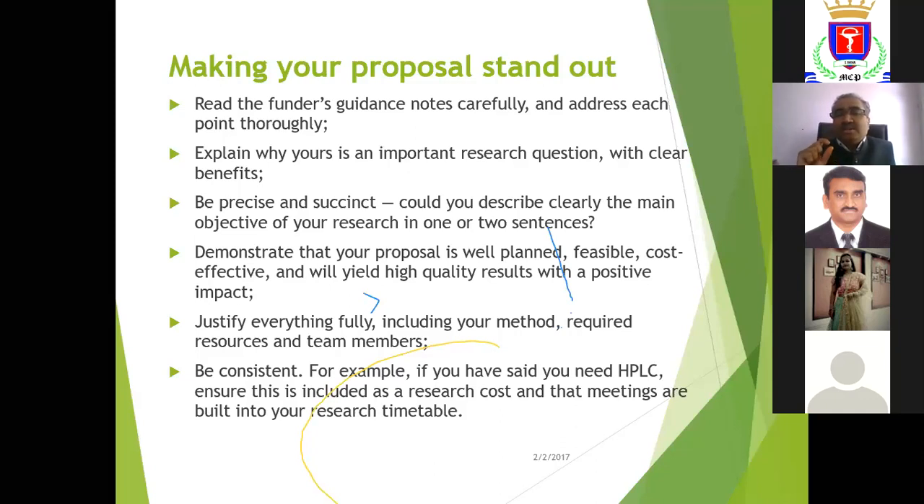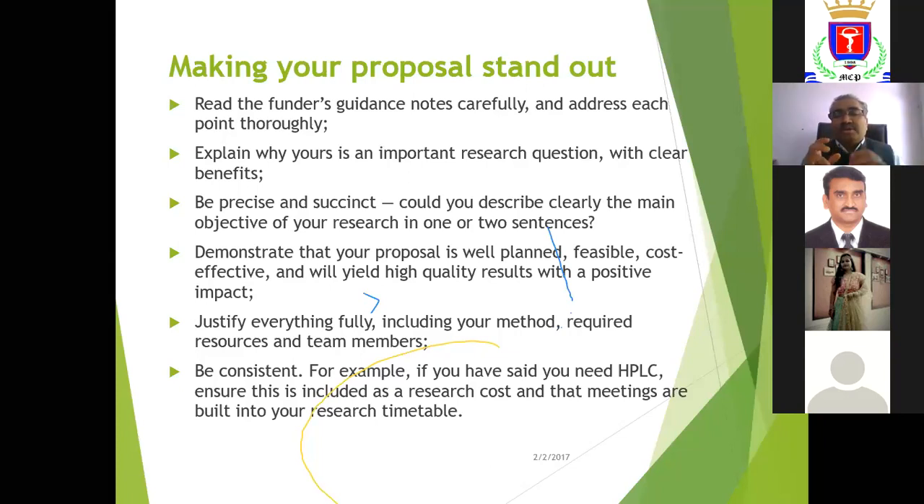Justify everything fully, include your methods, required resources, and team members. If you are not an expert, and you are including some pharmacological activity while you are from a chemistry background, include an expert from pharmacology in your proposal also, having good experience in that particular field. The synthetic chemist will synthesize the compound, but the pharmacological activity will be taken care of by another team member who is an expert in pharmacology. Or you can collaborate with some NII team or another CSIR laboratory where they are doing cell line or genetic sequencing work. If that type of project is there, you can take help of those team members. That should be clearly mentioned in the project.